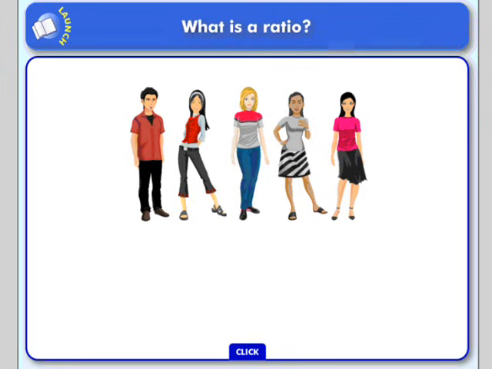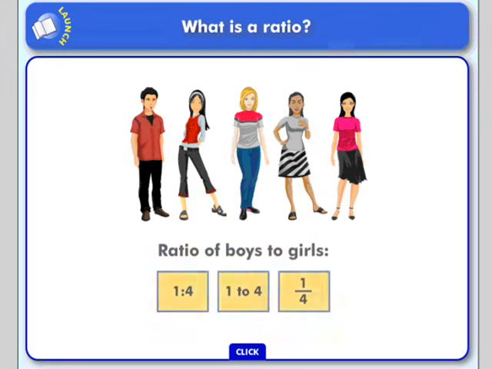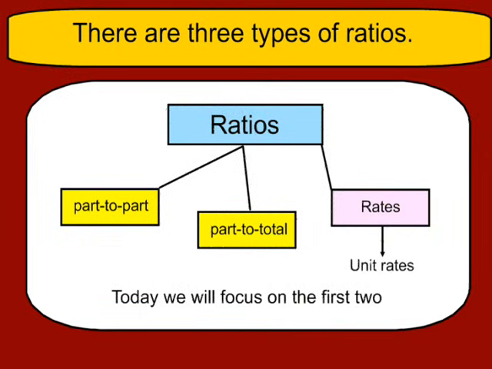So here's another ratio based on a picture that you could write. The ratio of boys to girls is 1 to 4. There's 1 boy for every 4 girls. And there are 3 different ways that you can represent or write a ratio. We can use a colon. We can say 1 to 4, use the word "to." We can also write it as a fraction. Ratios can be represented as fractions. So all of these mean 1 to 4. The ratio of boys to girls is 1 to 4.